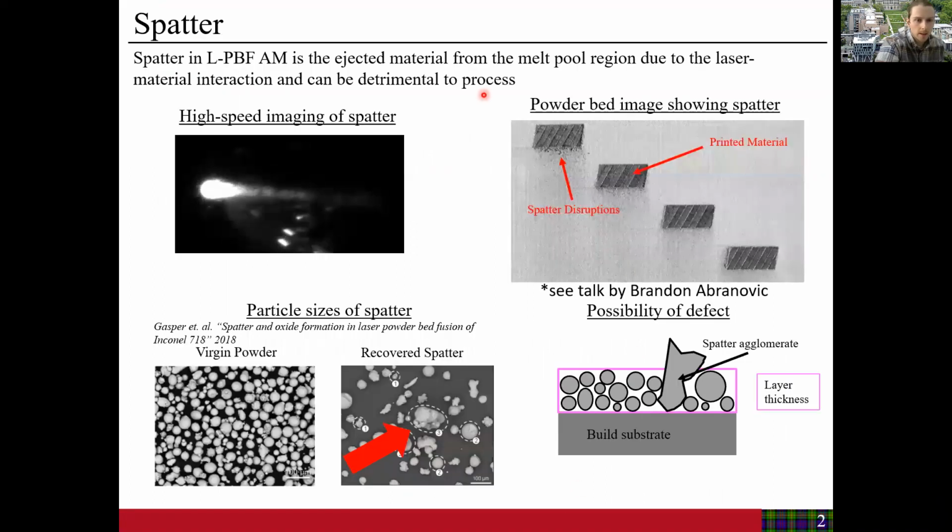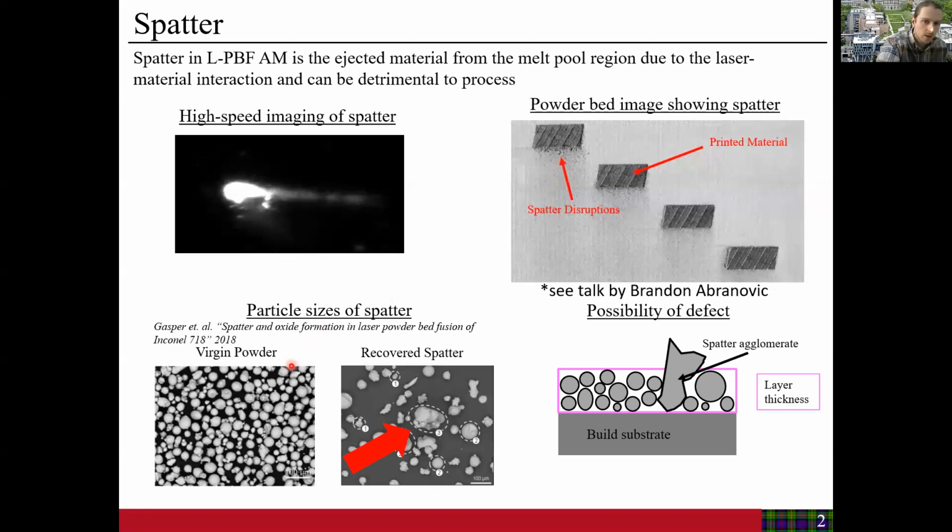So spatter in the laser powder bed fusion process is the ejected material from the melt pool region due to that laser material interaction. So if you take a high-speed camera and you point at the melt pool process, you'll see those spatter particles being ejected from the melt pool. Here on the right, if you take a picture of your powder bed, you can see the spatter landing back on the bed, causing disruptions from the printed material.